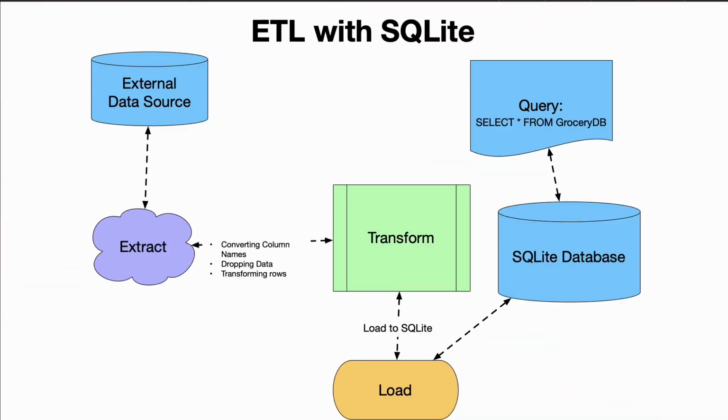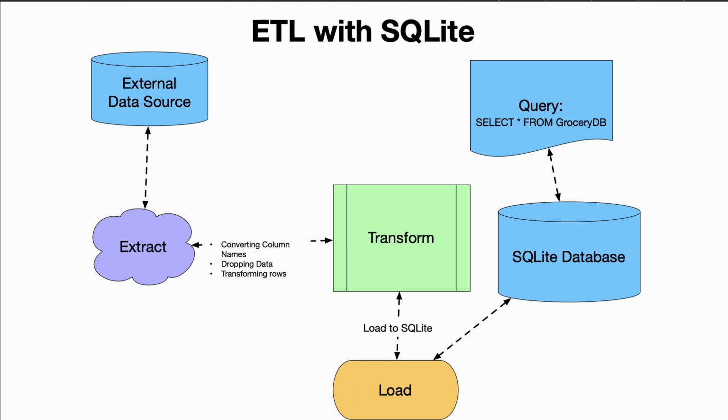Here we have a diagram of ETL with SQLite, and this is a great pattern for building small composable command line tools with any language, including Go, Rust, Python. If we take a look here at the first step, we have an external data source. This external data source could be something as simple as a CSV that's in GitHub. It could be Kaggle. It could be a huge data set that's in some kind of format like Parquet. But regardless, you extract that data.